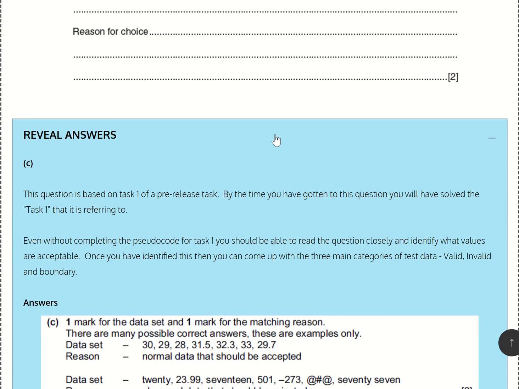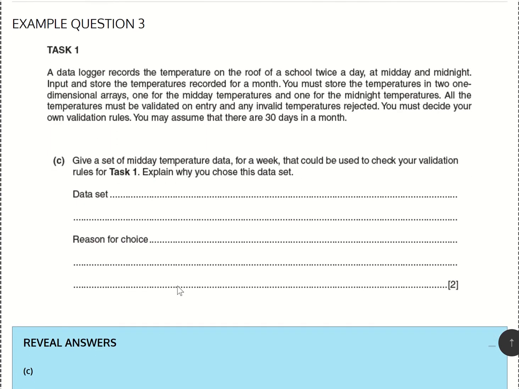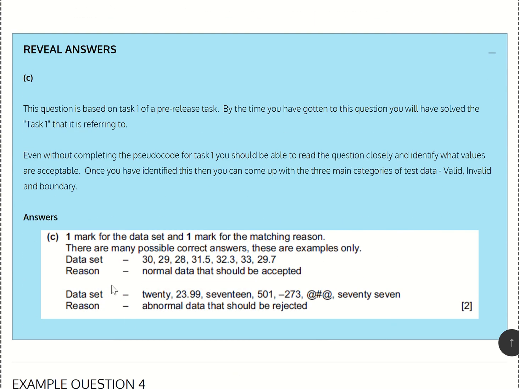So examples of test data could be 30, 29, 28, and all these numbers are normal because they're accepted. But numbers like twenty written in letters and 17 followed by symbols, and writing the numbers in letter form, and these also, because they're out of the boundary, 501 and minus 273, and this is under the boundary, under 24 degrees, so these are rejected and they're abnormal.